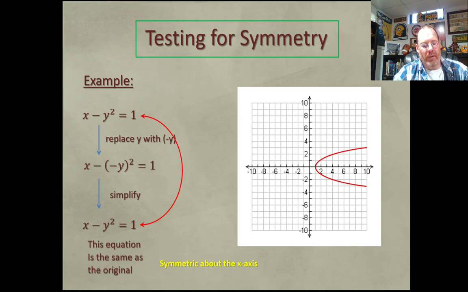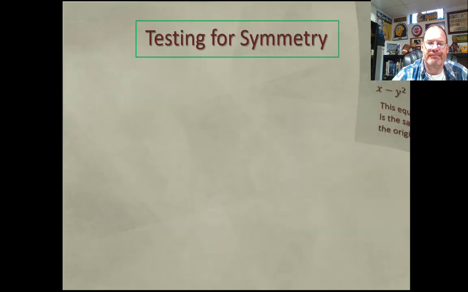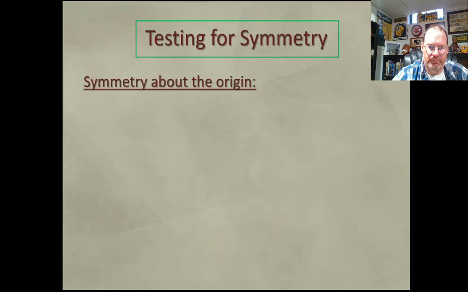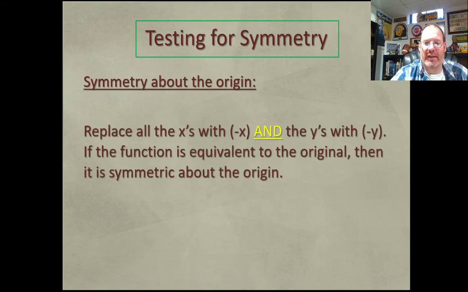All right, so on the one hand, exchange x with negative x, simplify. On the other hand, exchange y with negative y and simplify. So what do you think we're going to do to figure out if it's symmetric about the origin? How about both? Replace all x's with negative x and all y's with negative y. And if the function is equivalent to the original, then it's symmetric about the origin. So as you go through this, it becomes mildly daunting because you got to change all these things. But like I said, you're going to realize some things down the road, and you'll actually be able to determine this without any work.